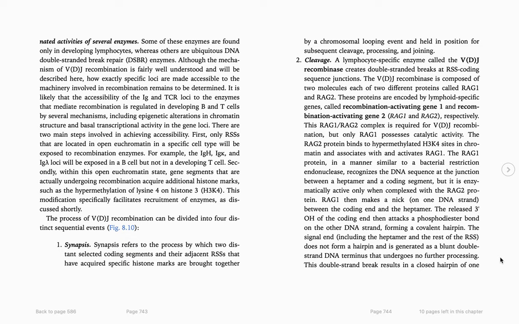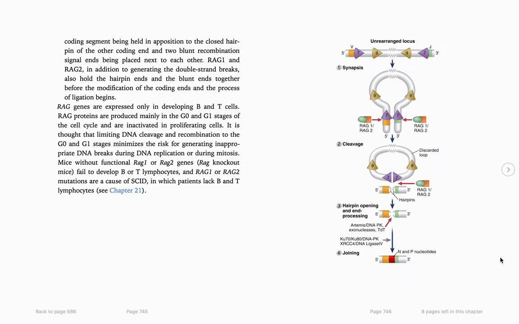that undergo no further processing. This double-stranded break results in a closed hairpin of the coding segment being held in opposition to the closed hairpin of the other coding end, and two blunt recombination signal ends being held next to each other. RAG1 and RAG2, in addition to generating the double-strand breaks, also hold the hairpin ends and blunt ends together before the modification of coding ends and the process of ligation begins.